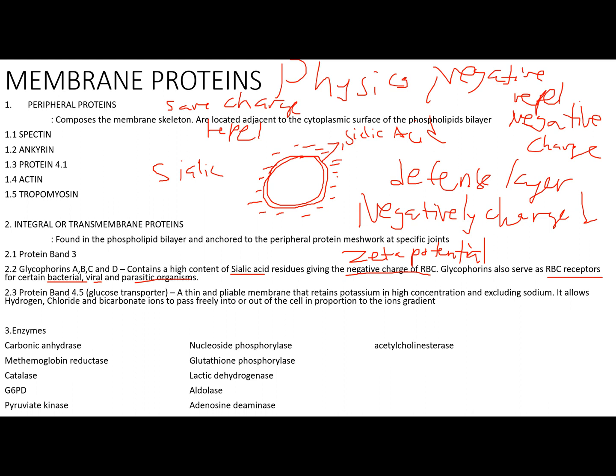Then we have yung protein 4.5. This is for glucose transporter. This is a thin and pliable membrane that would retain potassium in high concentration and exclude sodium. It allows hydrogen, chloride, and bicarbonate ions to pass freely into or out of the cell in proportion to the ions gradient.